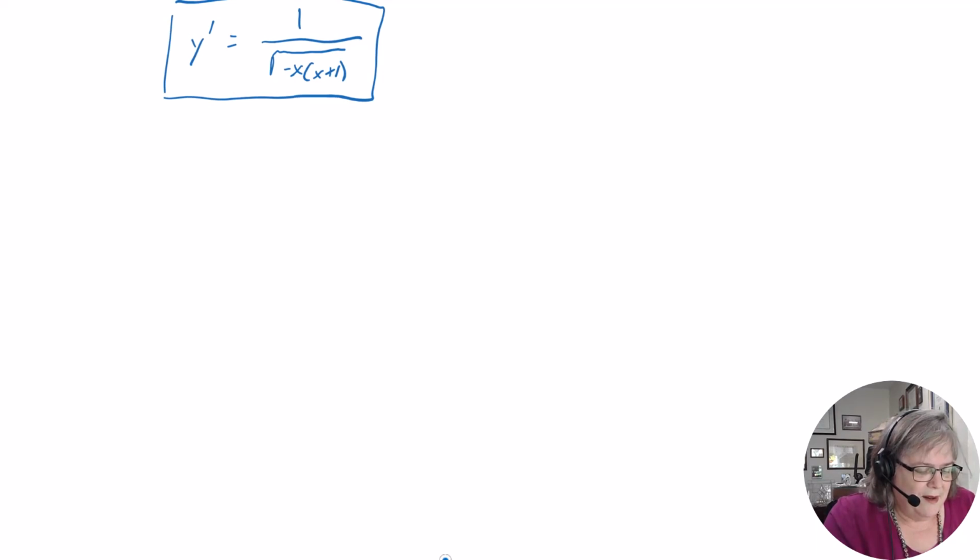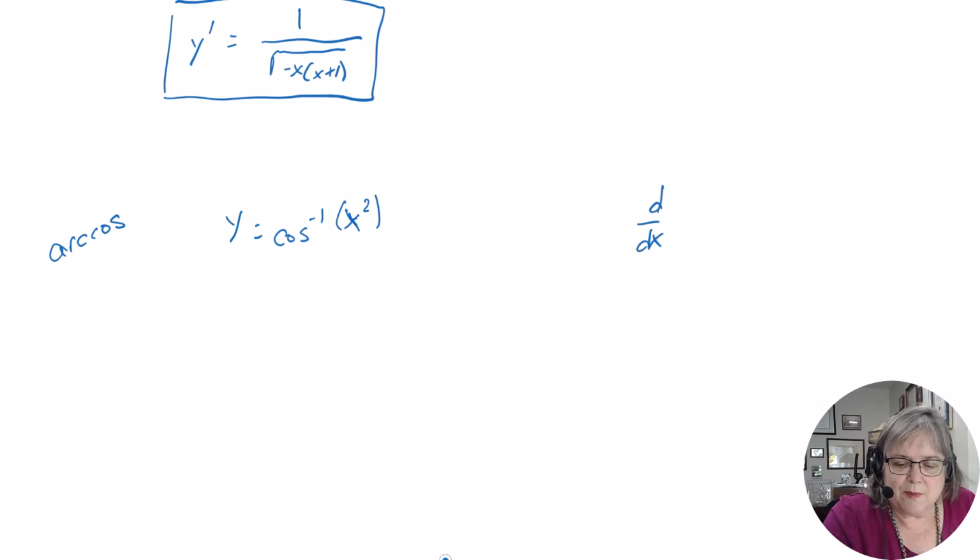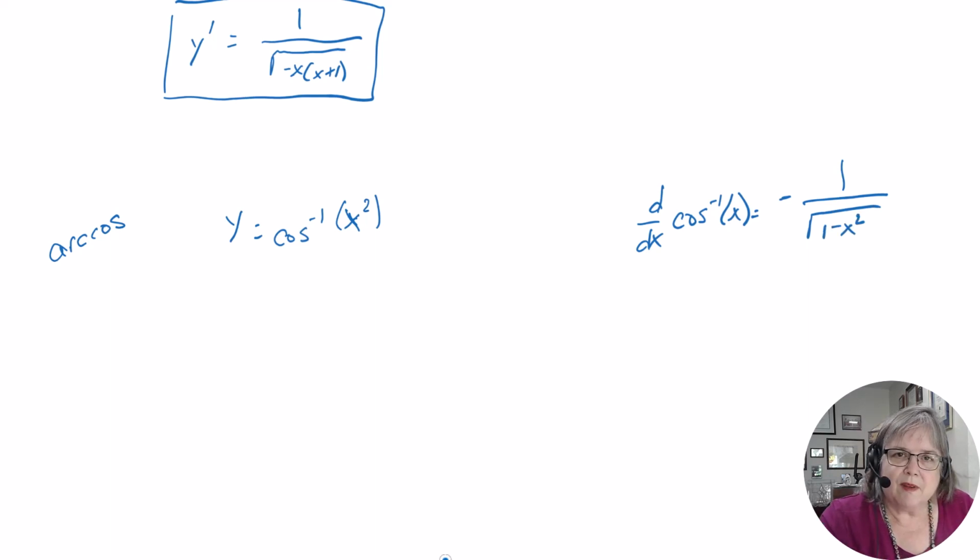So let's see. We did one just like that, so let's not do that one. All right, let's do y is equal to the inverse cosine, they could have said arc cosine, right, of x squared. Now we've done a couple of these, and I'll write this over here. The derivative with respect to x of the inverse cosine of x is -1 over the square root of 1 minus x squared. Okay?